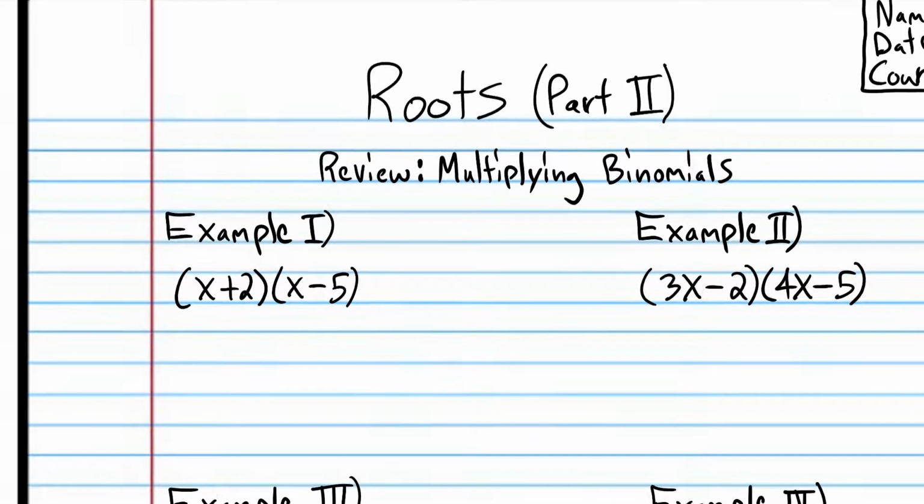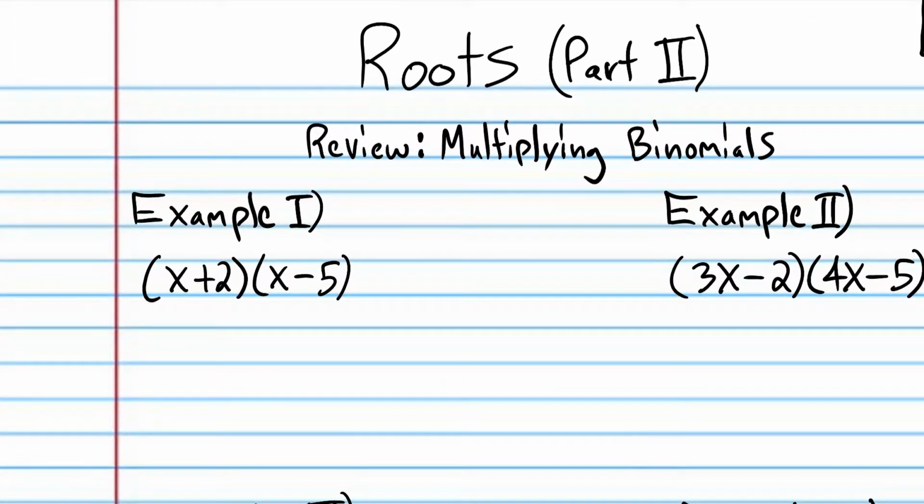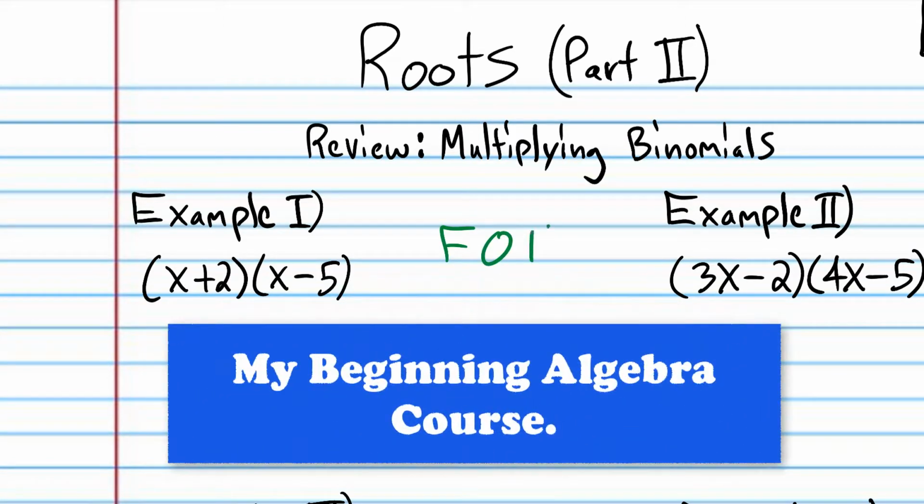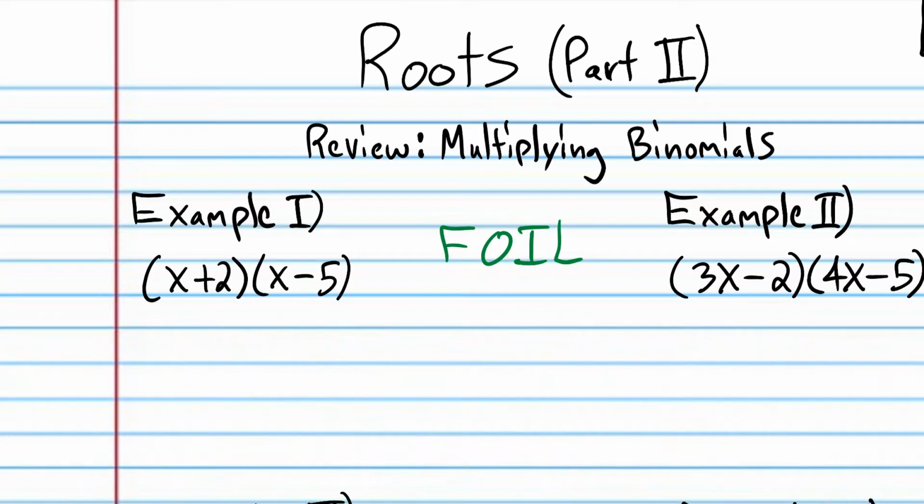We're going to review multiplying binomials. And to do that, we're going to use that acronym FOIL. If you took my course, you probably remember FOIL. That means first terms, outside terms, inside terms, and last terms. And if you're coming from a different beginning algebra course, you should have learned this. You probably did, but there's a chance you might not have.